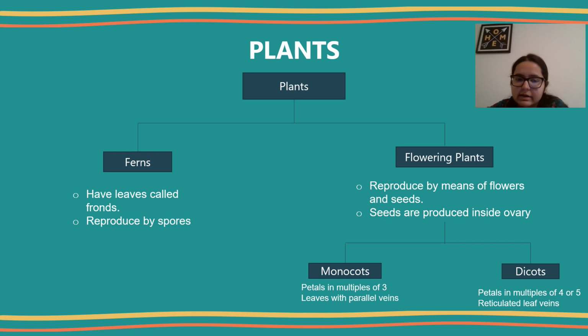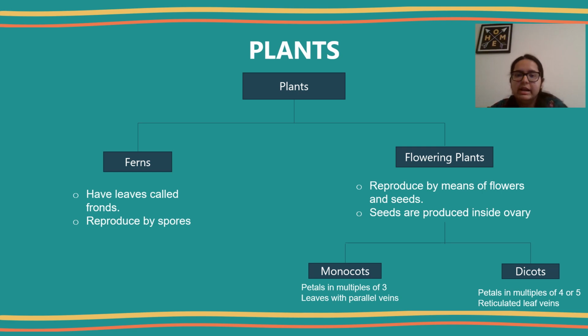Now this is the plant kingdom. Plant kingdom is divided into two, ferns and flowering plants. Ferns have leaves called fronds, and ferns do not have flowers. They instead reproduce by spores. Flowering plants reproduce by means of flowers and seeds. Seeds are produced inside the ovary of a plant. Flowering plants are divided into two, monocots, which have petals in multiples of 3, and they have leaves with parallel veins, and dicots. Dicots have petals in multiples of 4 or 5, and they have branched veins in the leaves.